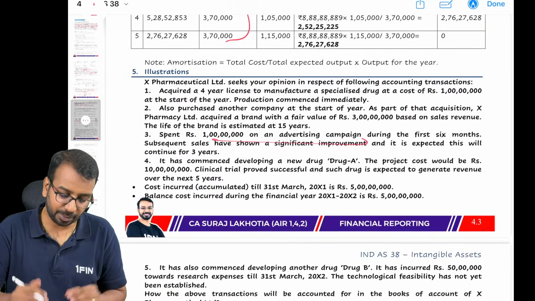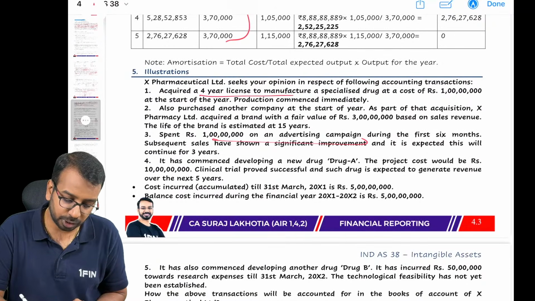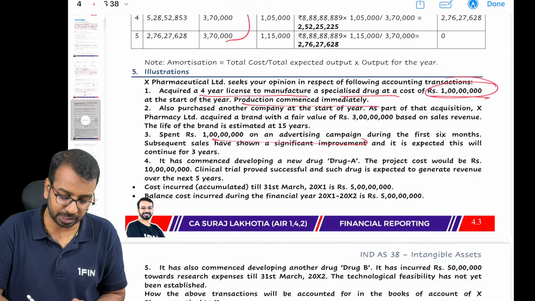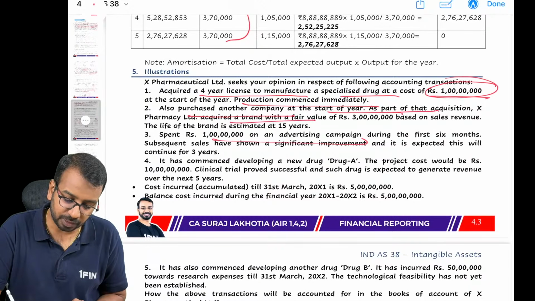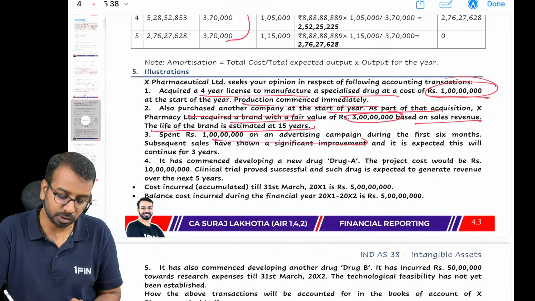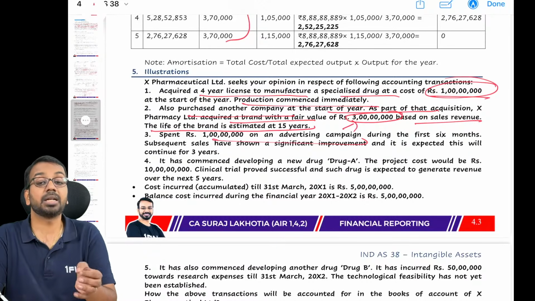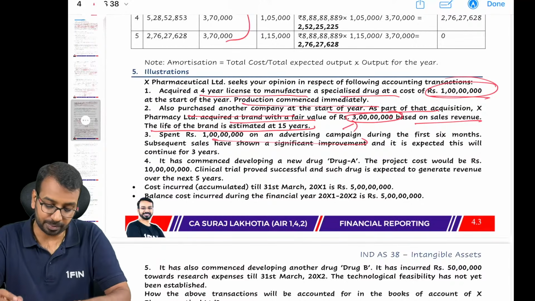Then again, advertisement campaign, it will not be capitalized. 4-year license to manufacture at a cost. Production commenced immediately. Yes, we will capitalize. Another company purchased at the start of year, they acquired a brand with a fair value of 3 crores based on sales revenue. The life of the brand is 15 years. Now, they have a brand and fair value can be identified. That will be capitalized.